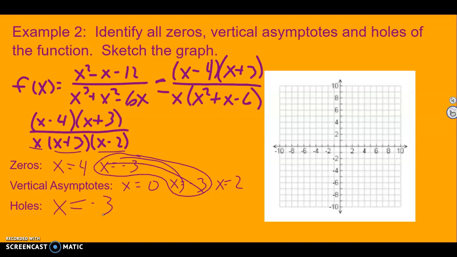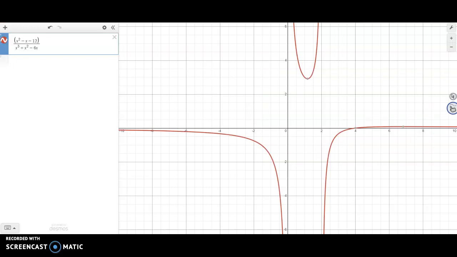All right, so we put all that information on the graph. We have a 0 at 4. We have a vertical asymptote at 0 and a vertical asymptote at 2. And we will put a hole at negative 3, but we can't do that yet because holes fall on the actual graph. So I need to have the graph there before I can make a hole. So let's go to Desmos, and I'll pause it here while I type it in to save a little time. So here you go. I typed this in.